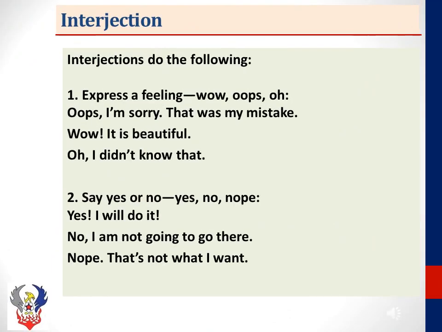Interjections do the following in a sentence. 1. Express a feeling. Wow, oops, oh. Examples. Oops, I'm sorry. That was my mistake. Wow. It is beautiful. Oh, I didn't know that. 2. Say yes or no. Yes, no, nope. Examples. Yes. I will do it. No, I am not going to go there. Nope. That's not what I want.